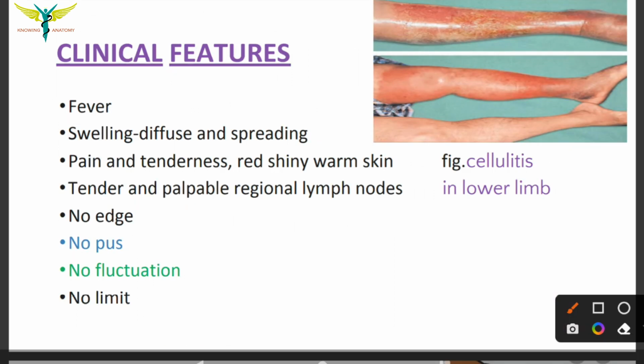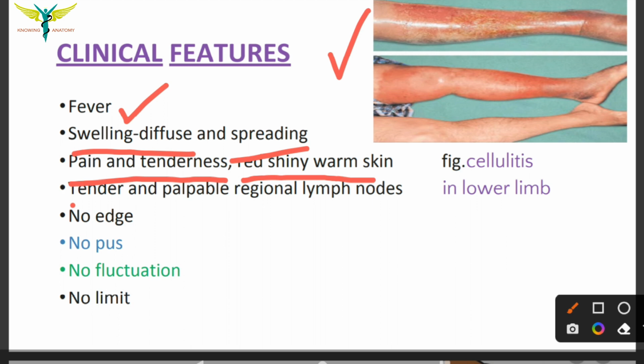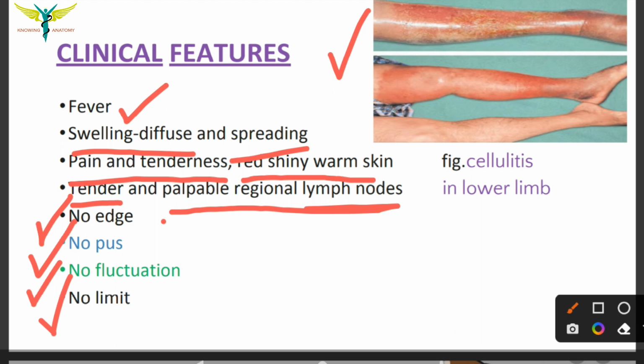Clinical features. For any type of infection, the main clinical feature is fever, and there will be a swelling which is diffuse and spreading, with pain and tenderness over the area, and the skin becomes red, shiny, warm. As you can see in this picture here, the skin is tender to touch and the regional lymph nodes are palpable. The area of cellulitis has no edges, no pus, no fluctuation and no limit. This you should remember, it is very important.